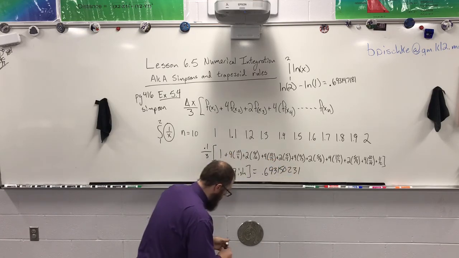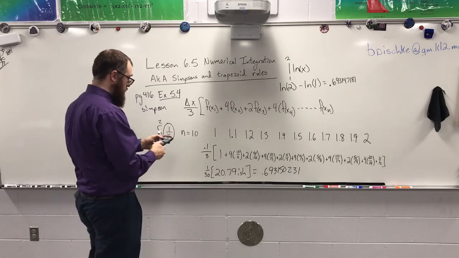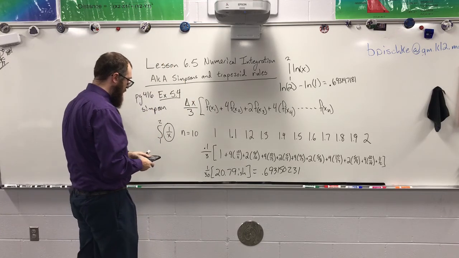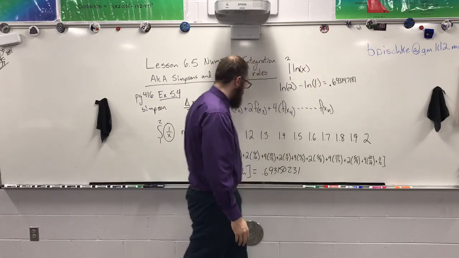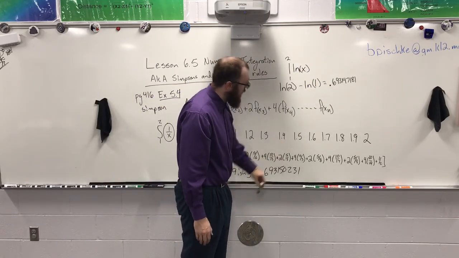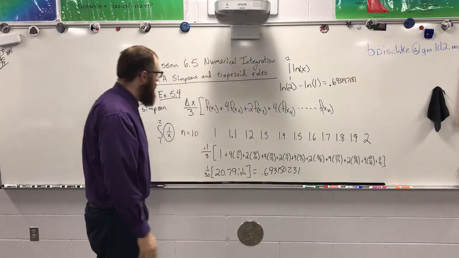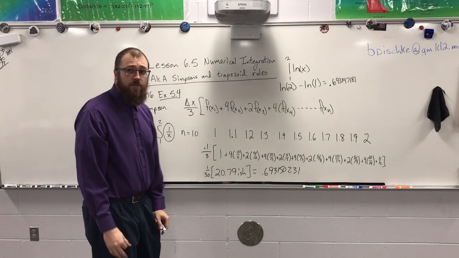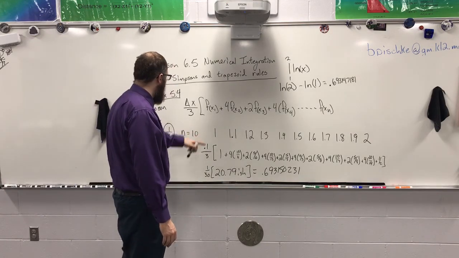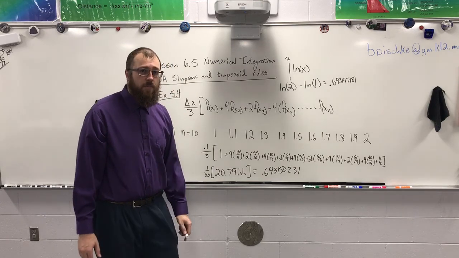0.693150231. Now, as you'll see, that is closer to what we have. Actually, 0.69314, 0.69315 is closer than what we got in our trapezoid rule. However, it's still not a perfect estimator. You would have to shrink down your delta x significantly more to get to the point where it would be a perfect estimator.